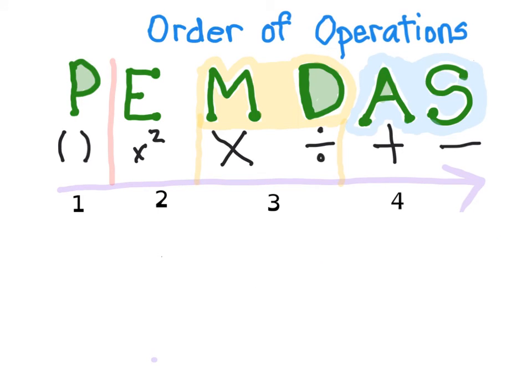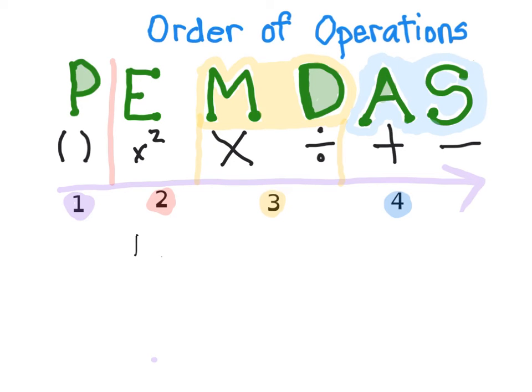So in the PEMDAS order of operations, there's actually 4 groups. The first thing you would do would be your parentheses, anything in parentheses. The second thing you would do is any of your exponents. The third thing, your multiplication and division from left to right. And then finally, you would do your addition and subtraction from left to right. Okay, let's do a couple of problems.